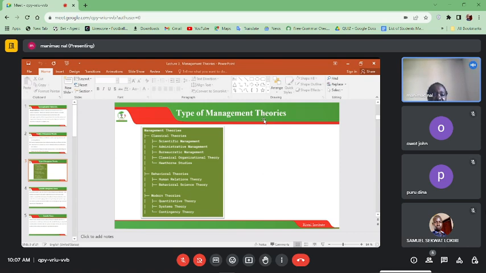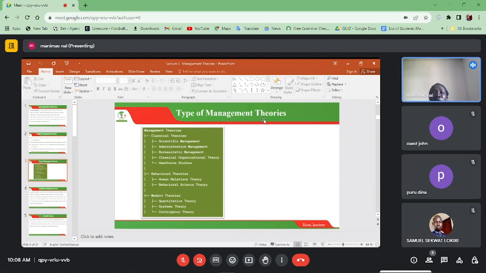Number four, we have classical organization theory and the Hawthorne studies, which we shall see later in the next slides. When we also look at other management theories, we have the behavior theories. With the behavior theories, we have human relations theory, and we also have behavioral science theory. Lastly, we have the modern theories. In the modern theories, we have quantitative theory, systems theory, and lastly contingency theory.